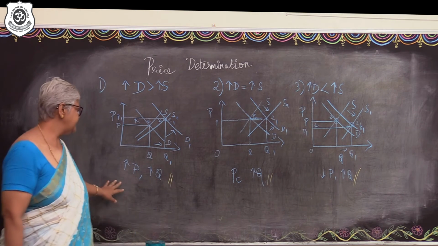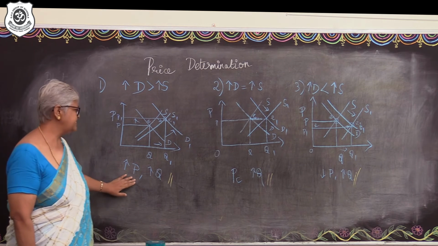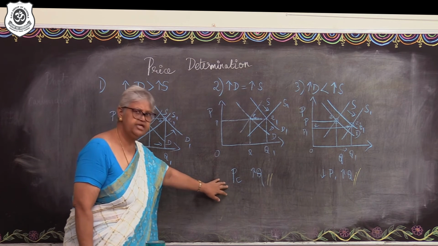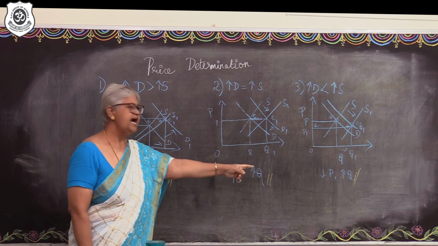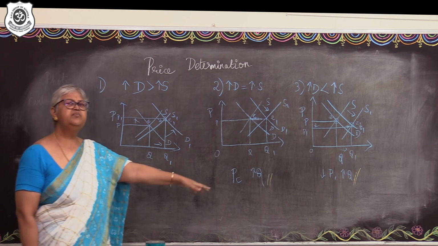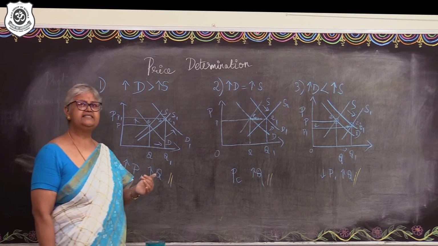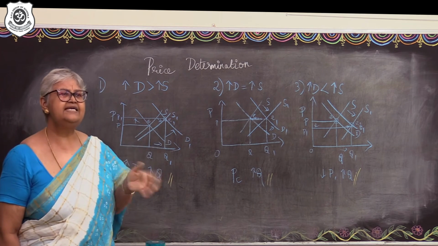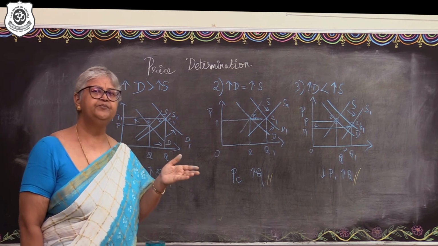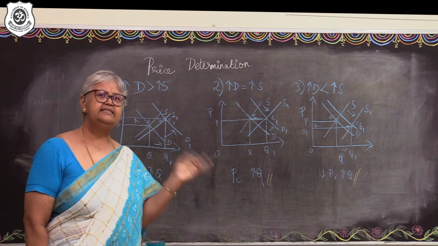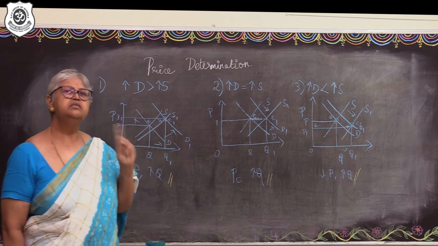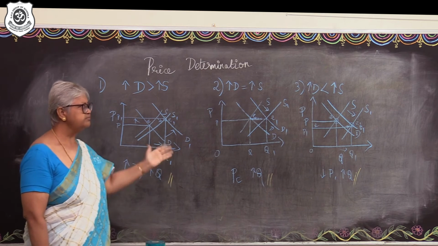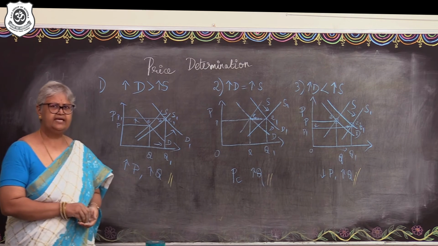Yes? In the first case, the new equilibrium price is a higher one. In the second case, there is no change in the equilibrium price. And the third one, the new equilibrium will be attained at a lower price. Yes? So, the simultaneous change in the demand and in the supply brings in three different outcomes in the market. Fine? So, that's what we have understood through these diagrams.